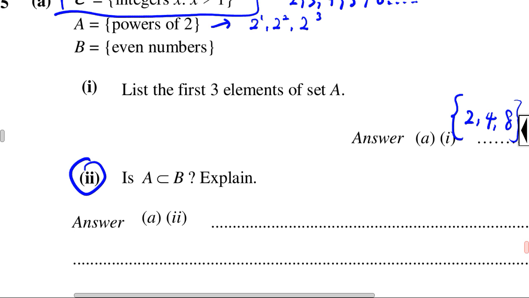This is how many marks? Just one mark, right? One mark only, yes. So you just write there.